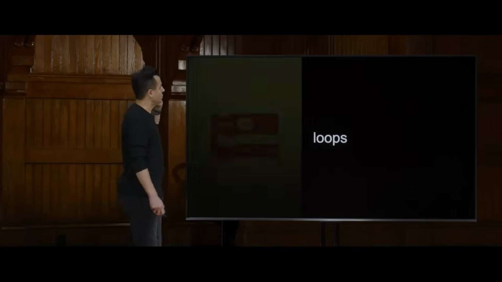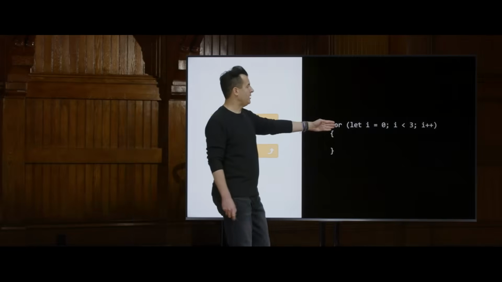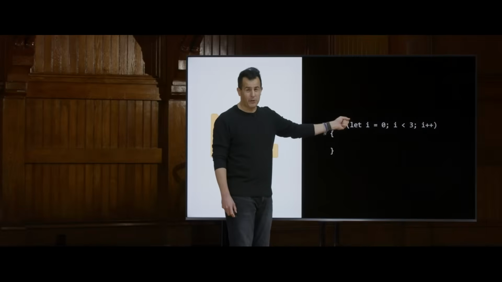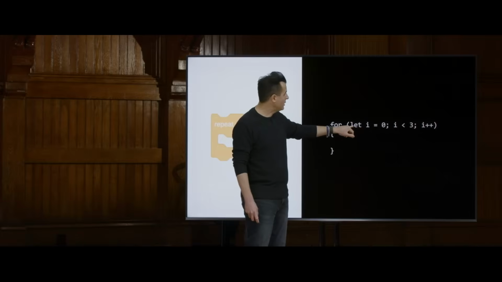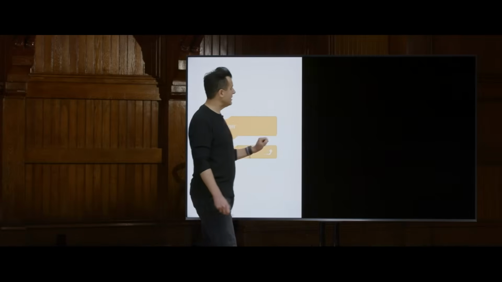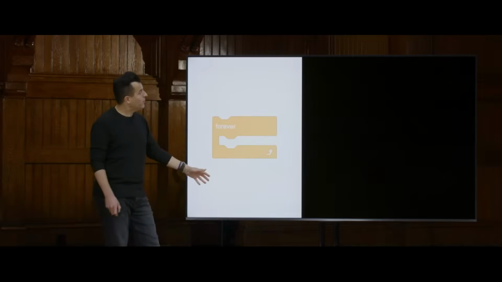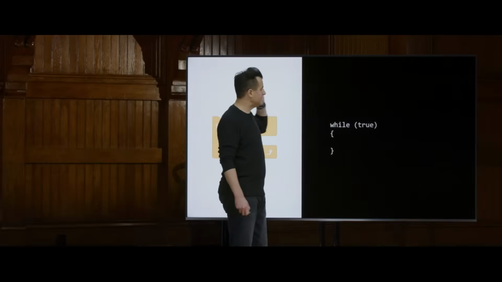Loops in JavaScript. Well, in Scratch, if you want to do these 3 times, here's how you would do it in JavaScript. It's pretty much the same as C, except for not mentioning the data type. Instead, you use the keyword let here. But otherwise, this is exactly the same as in C. If you want to do something forever, for whatever reason, in JavaScript, you can say while true, which is exactly how we did it in C.